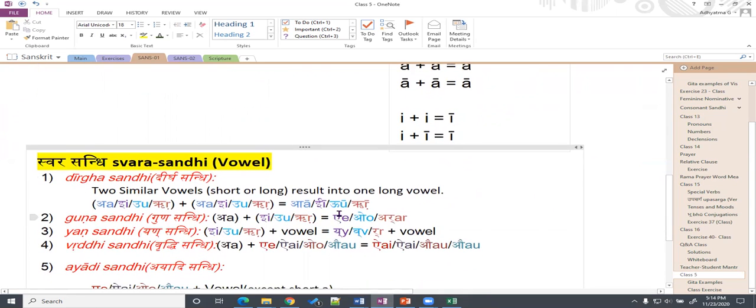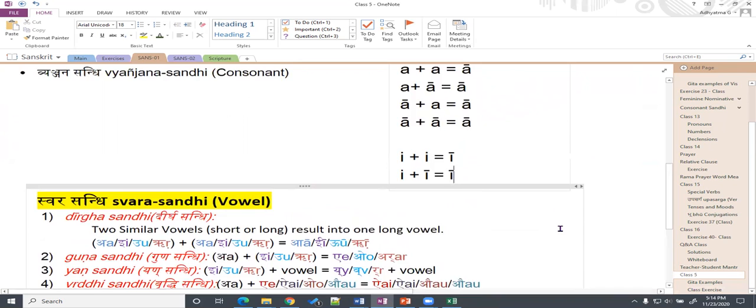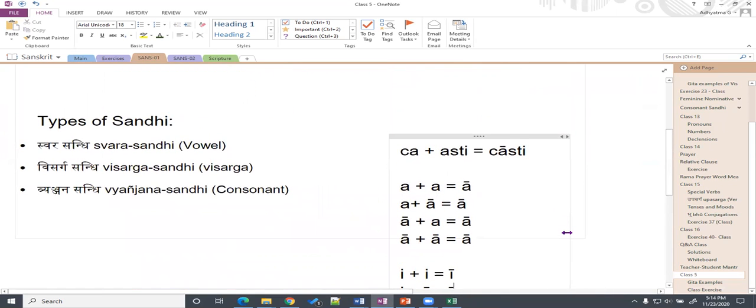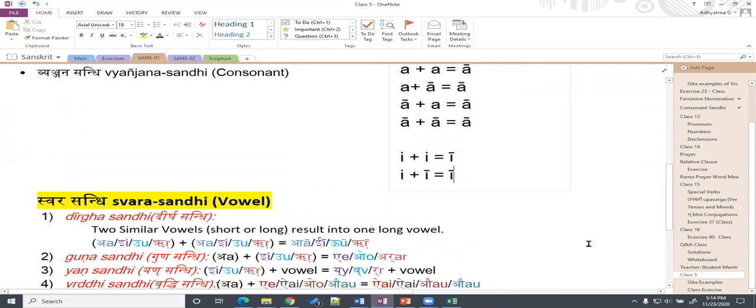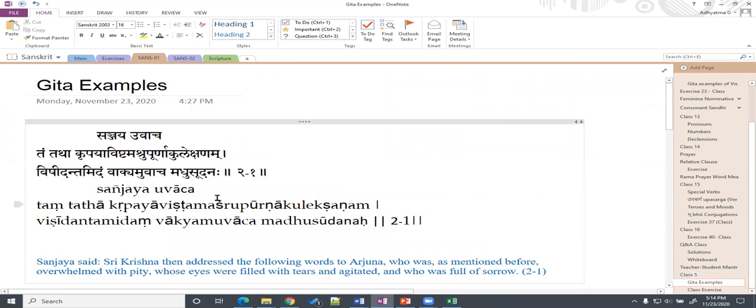This is fairly simple, and we'll see some examples. I'll take the examples from the Bhagavad Gita so that you can understand how these things are applied in real life. Because the main purpose of studying Sanskrit is that we should be able to understand the scriptures, and therefore taking examples from the scriptures is the best way to see them in action.